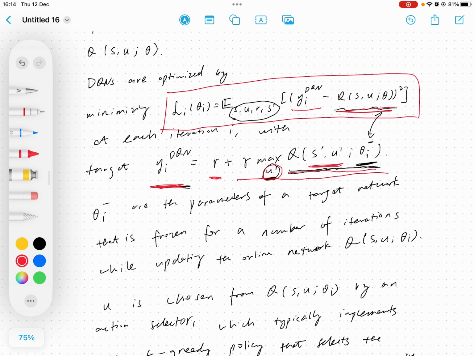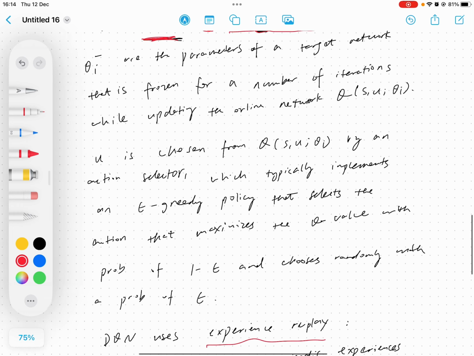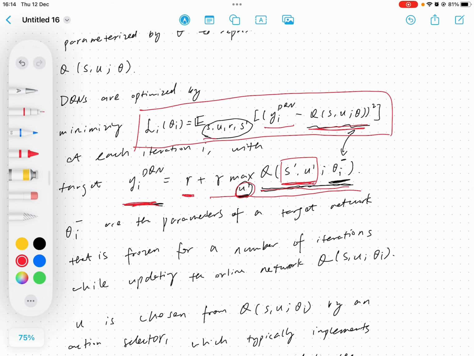So where do those values come from? As we mentioned, we have this experience replay, and during the training process it builds a data set of those episode experiences, including all those values: s, u, r, and s prime. Those help us construct this target value, which is the y^DQN, and for this Q, you simply calculate using the s and u.